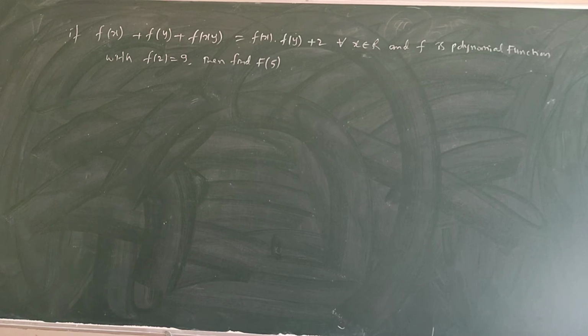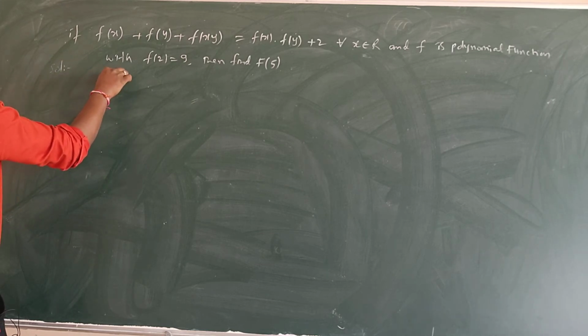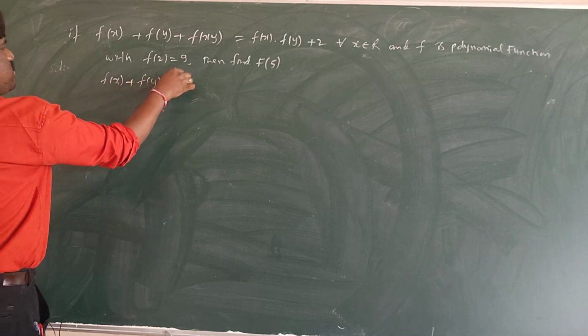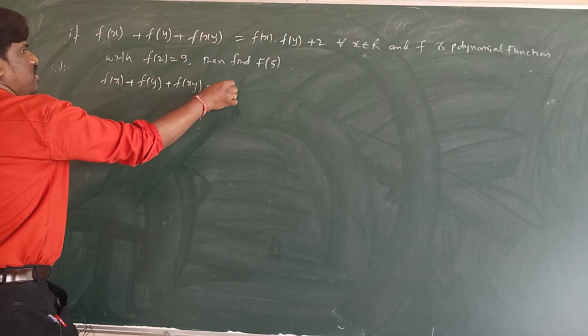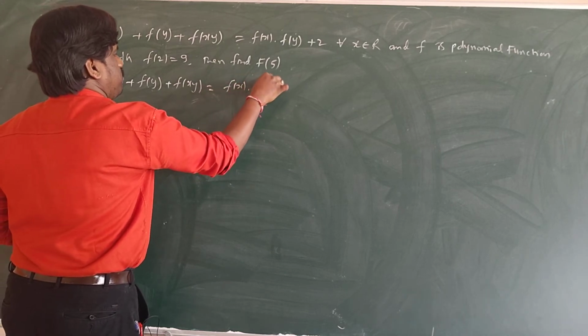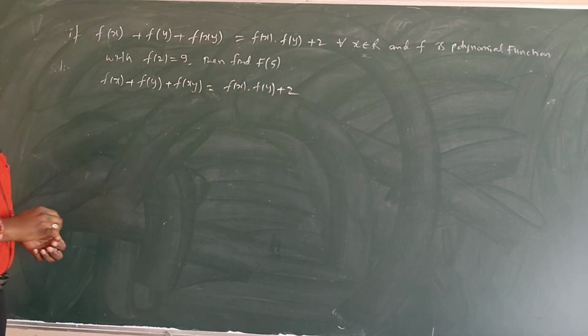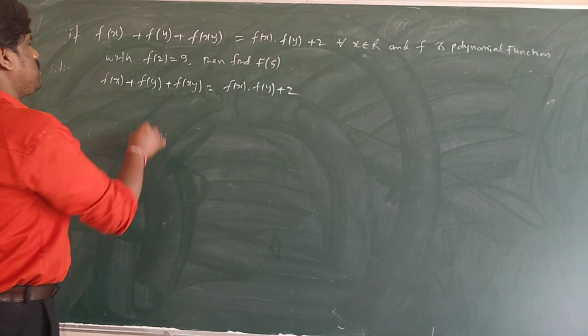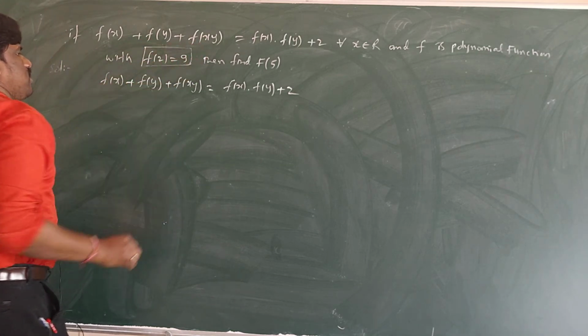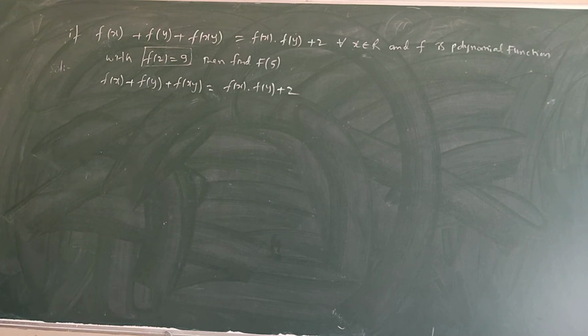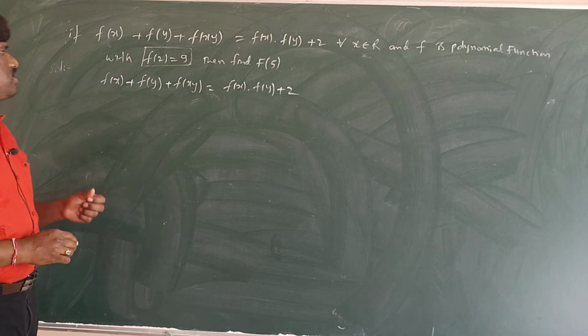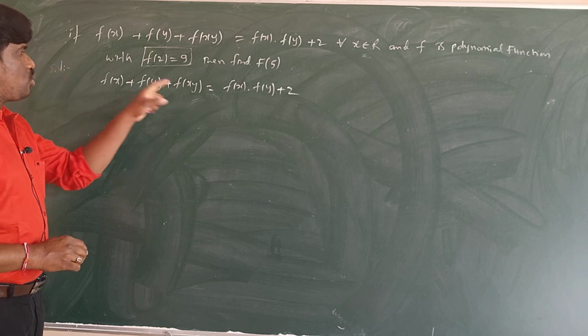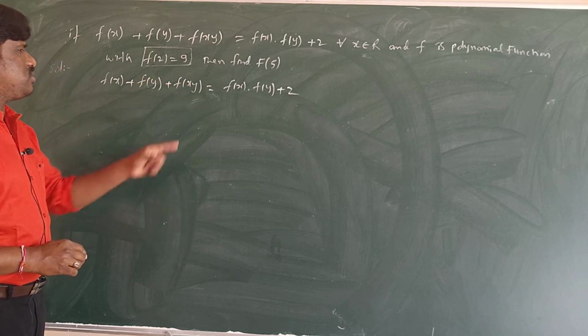See here, the given equation is f of x plus f of y plus f of xy is equal to f of x into f of y plus 2. There is no formula like that, but they gave a condition, f of 2 is equal to 9. This is given. So what to do here? x and y can be any real numbers. So I have to see that I get 2 here.